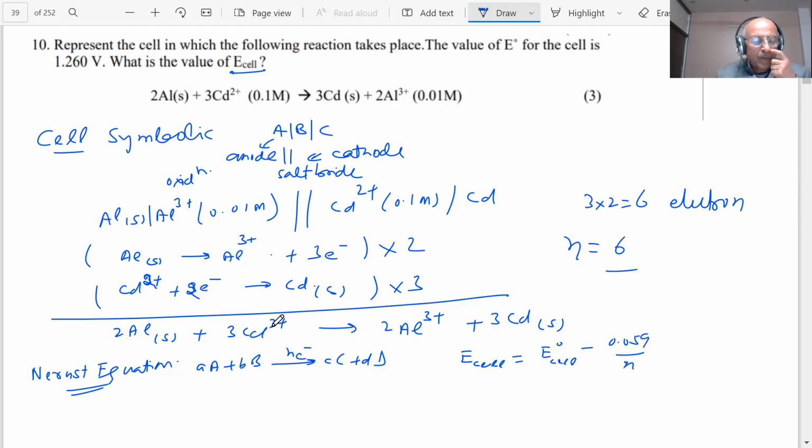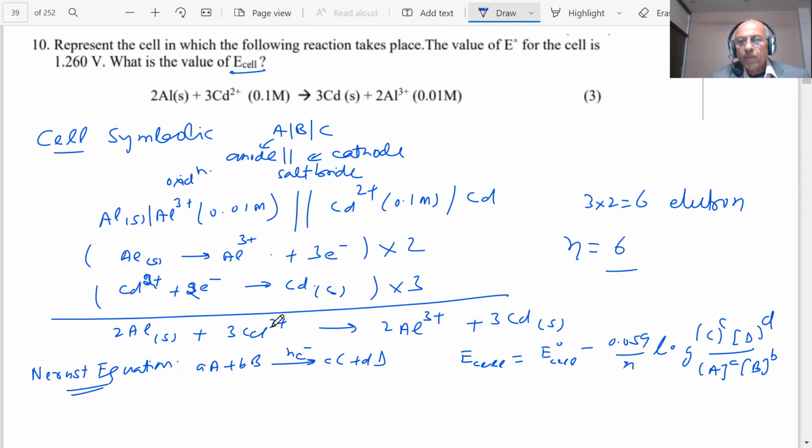I'm giving a shortcut of the formula, which you already know. Then log of the molar concentration of C raised to power c, molar concentration of D raised to power d, over the molar concentration of A raised to power a and B raised to power b. You can see the NCERT book if you have any doubts. This formula we have already derived in our lecture videos.